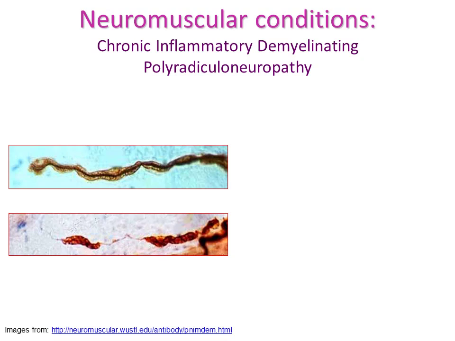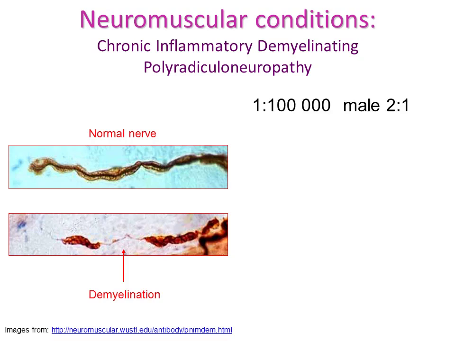So this is CIDP, chronic inflammatory demyelinating polyradicular neuropathy, and a little bit like Guillain-Barré, you have dying back of the myelin, and you can see in these two diagrams, the top one shows normal axon with the myelin around it, and the bottom one you can see where the axon has been denuded by the disease process. And it's again a relatively rare condition, 1 in 100,000 people, and more common in men.